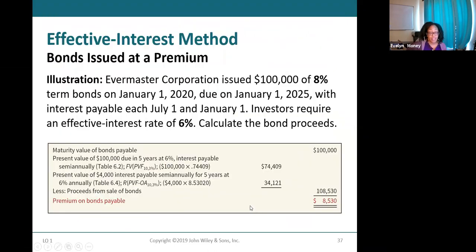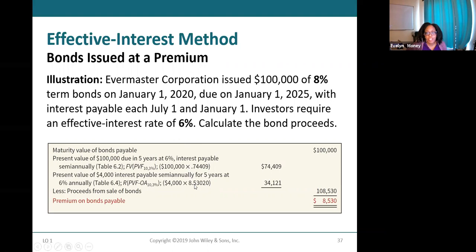Now, when it's issued at a premium, things are sort of in reverse in that interest expense will be lower over the life of the bonds because the bondholders are earning a lower rate of interest. And we can see this clearly by looking at the contract rate of interest of 8% versus the market rate of interest of 6%.